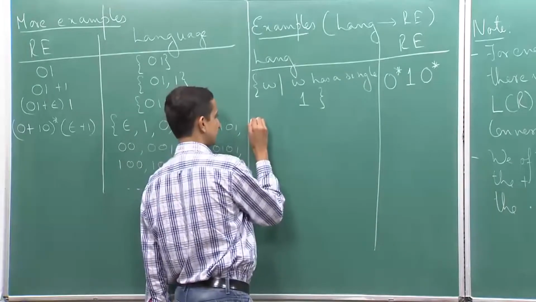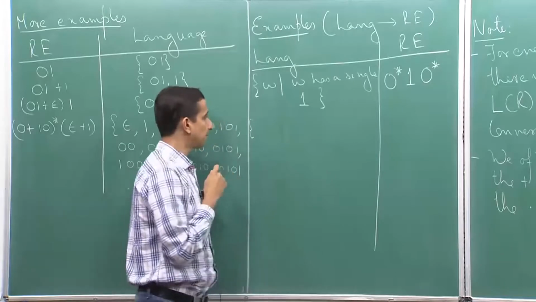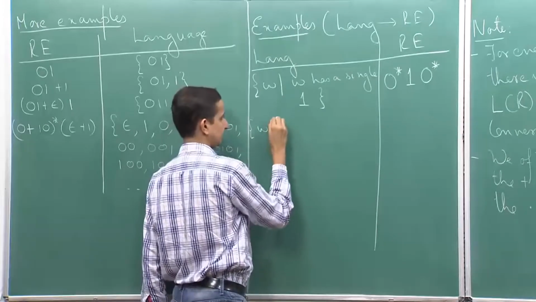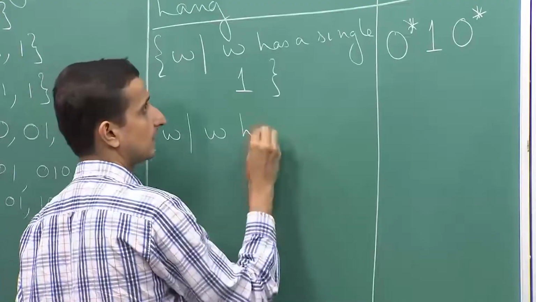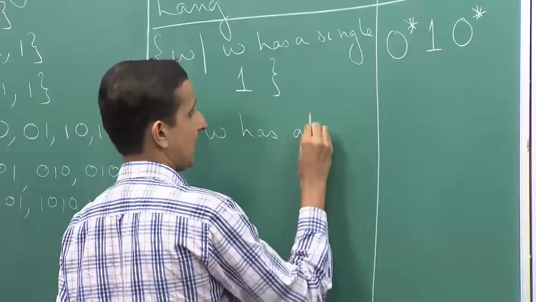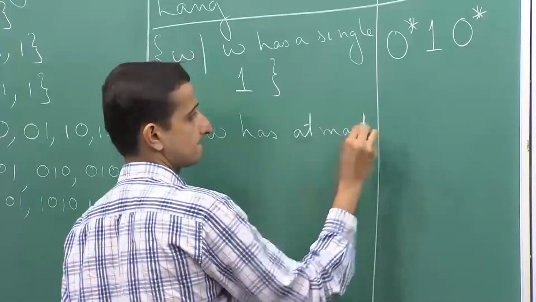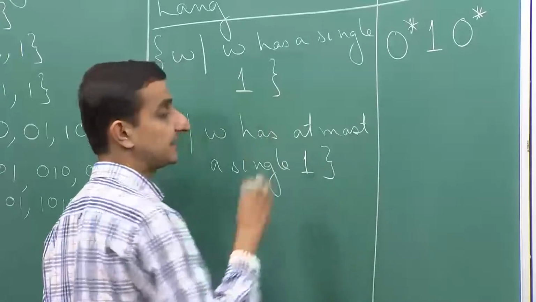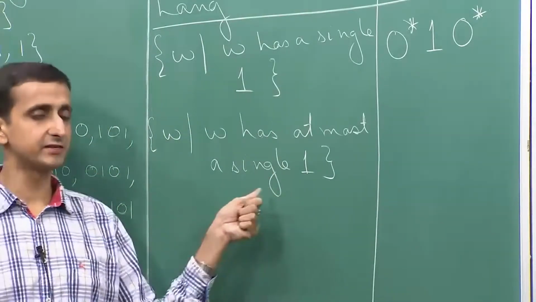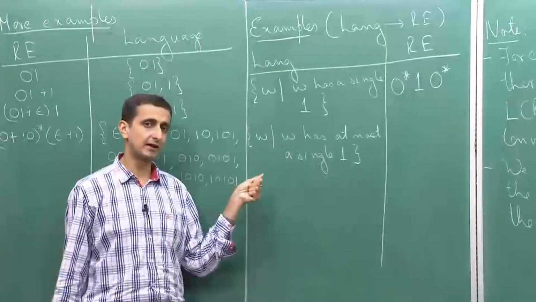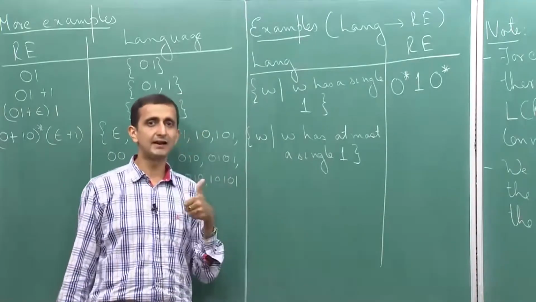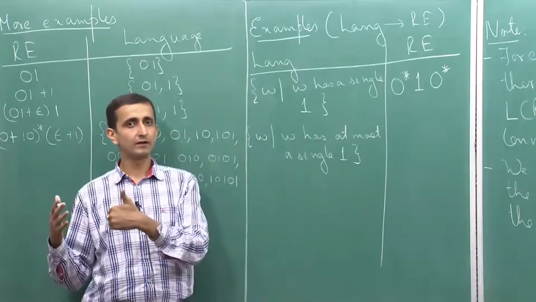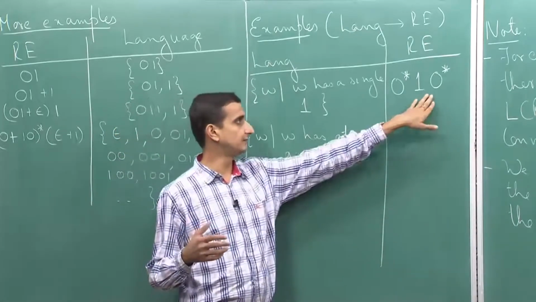The next is, suppose we look at a generalized version of this language, or a slightly more general version. So, W has at most a single 1. So, all those strings which have at most a single 1. What does that mean? That W can have either no ones or it has a single 1. If it has no ones, it basically means it is just a string of zeros, or it has a single 1, in which case we know that this is the regular expression.